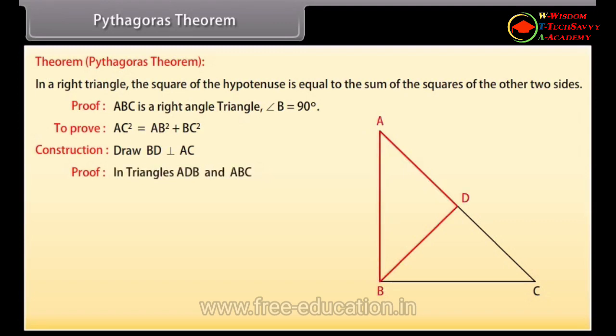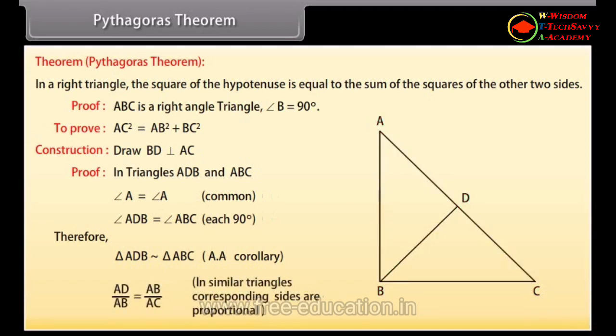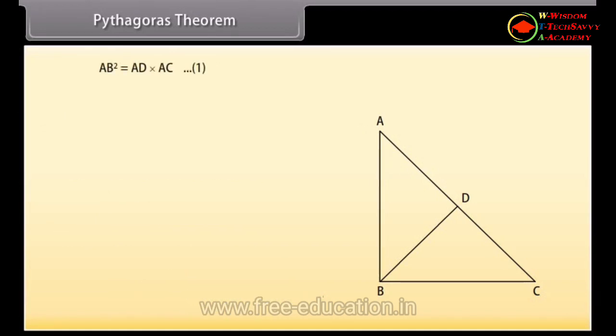Proof: in triangles ADB and ABC, angle A is equal to angle A, common. Angle ADB is equal to angle ABC, each 90 degrees. Therefore, by the AA corollary, triangle ADB is similar to triangle ABC, which implies that AD upon AB equals AB upon AC, because in similar triangles, corresponding sides are proportional. Or we can write it as AB square equals AD into AC, mark it as 1. Similarly, BC square equals DC into AC, mark it as 2.